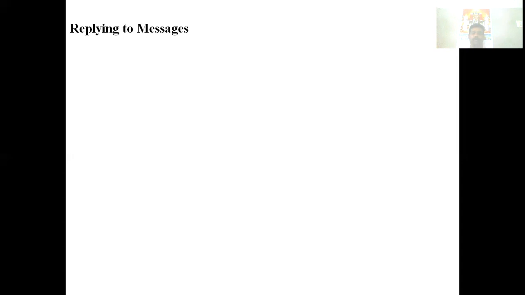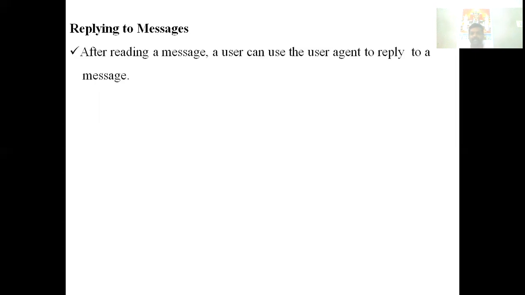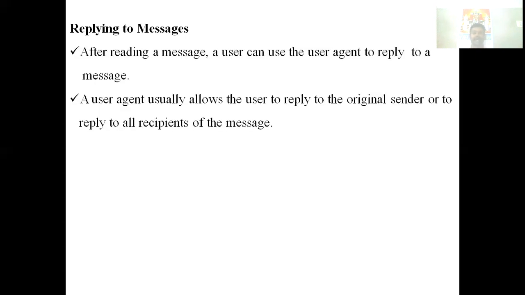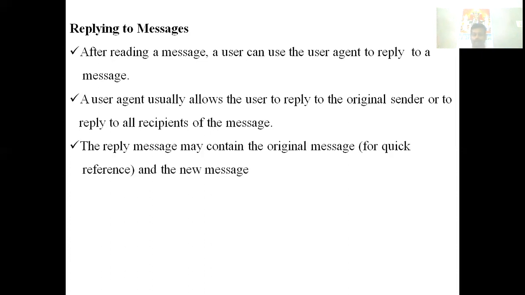Next, replying. First we have seen composing a message, next reading the message, and next replying to the message. If someone sends us a message, then we have to reply. After reading a message, a user can use the user agent to reply. The reply can go to the original sender or to all the recipients of that message. The reply message may contain the original message or a new message.